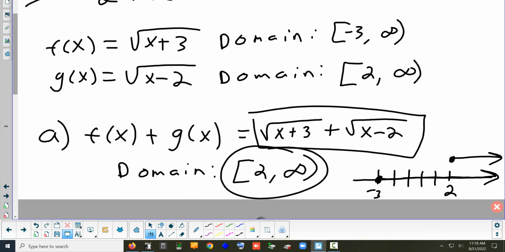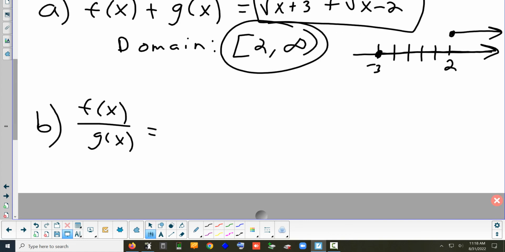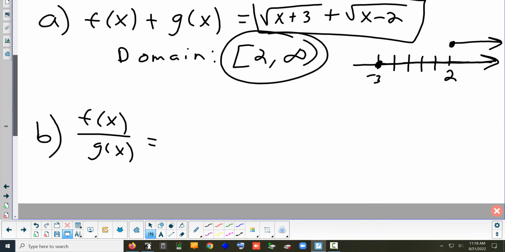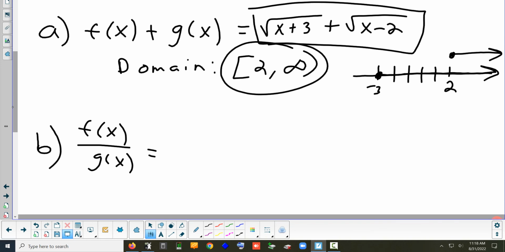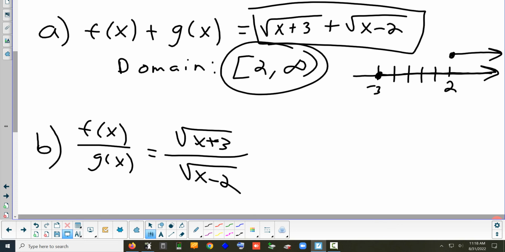All right. How about this one? F of x divided by g of x. How about Caleb? Could you tell me what that one would be? Would be square root of x plus 3 over square root of x minus 2. Yep. That's it. So there's your formula. Now, what would be the domain?